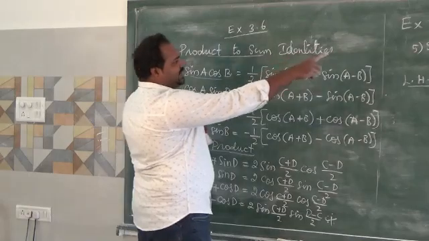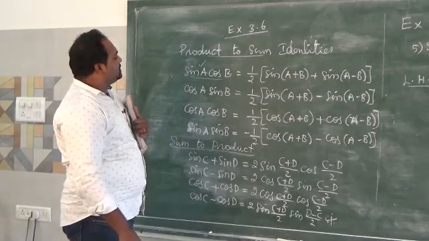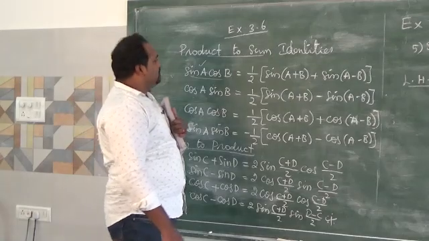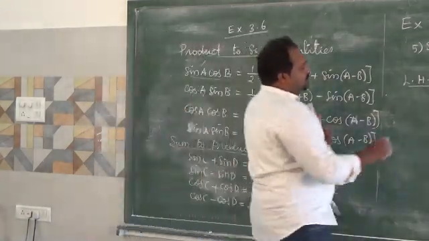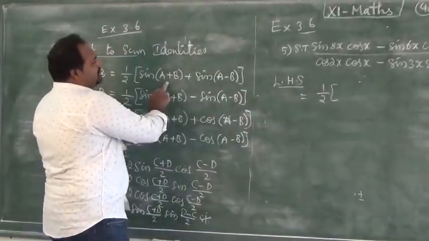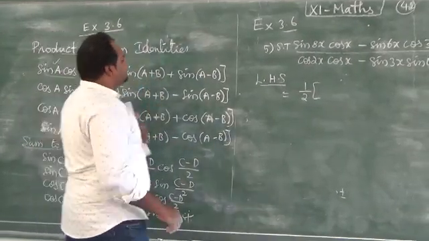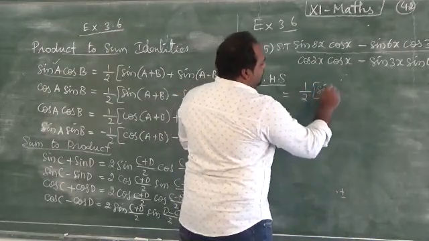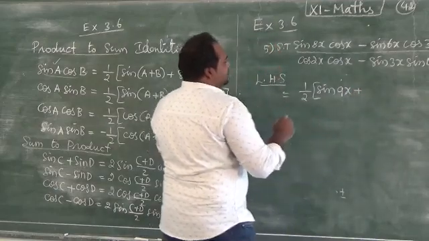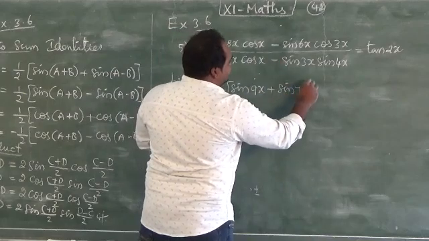So here the first one, sin 8x cos x, is considered as this property, sin A cos B. So here A is 8x, B is x. So the identity says this can be written as 1 by 2 sin A plus B. Here A is 8x, B is x, so 8x plus x is sin 9x. Then plus sin A minus B, which is sin 8x minus x, 7x.